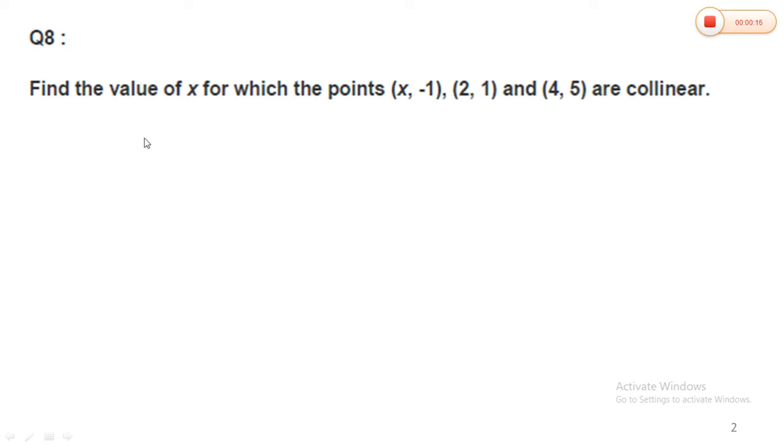So in this module also we are solving the problems concerned to straight lines, using the concept of slope. So here the question is: find the value of x for which the points (x, -1), (2, 1) and (4, 5) are collinear.